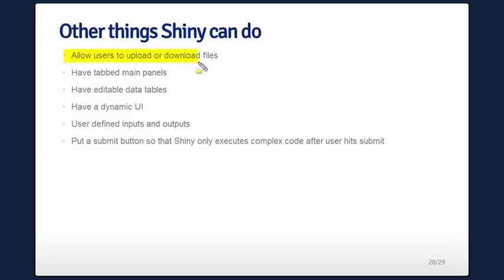Some other things you can do: you can upload or download files from Shiny. You can have tabbed main panels. This is all within the standard ui.R function for tabbed main panels. You can have editable data tables. That's neat. You can have dynamic user interfaces, so based on values that you input, it can then show you new controls. You can have user-defined inputs and outputs, which is sort of like programming more Shiny functionality. And then you can put a submit button so that Shiny only executes code after the user hits submit, even for the first time. That's covered in the tutorial on Shiny 2 as well.